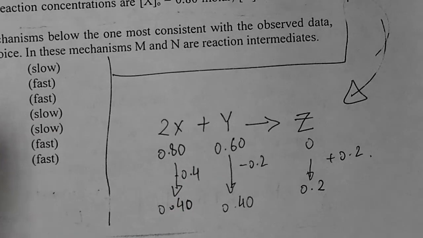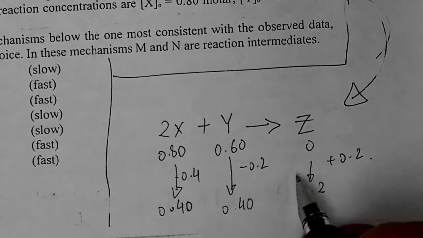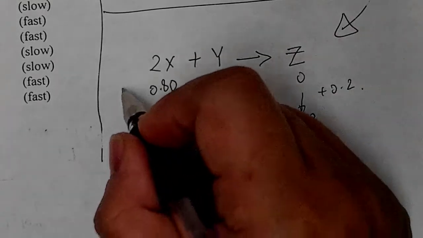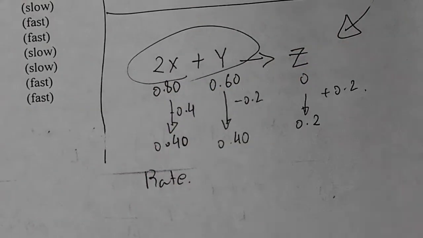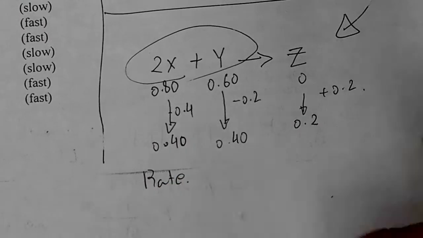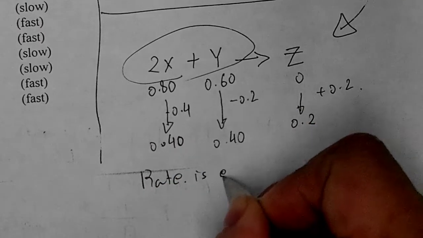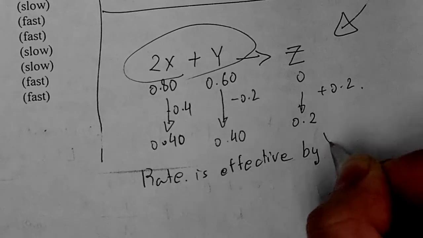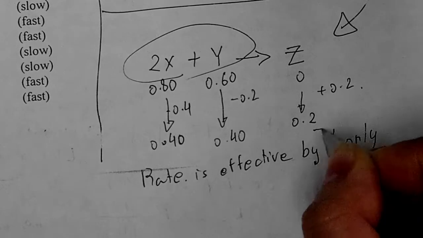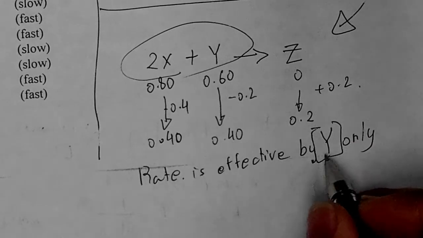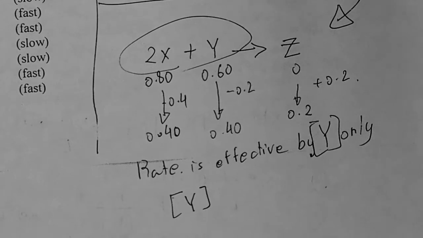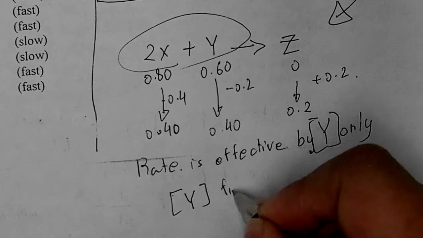Now talk about the rate. The question doesn't want a concentration. The question wants the rate. So which one in here, either X or Y, affects the rate? Rate is affected by Y only, right? So therefore I'm going to look at Y only, and we know that Y in this case is first order.